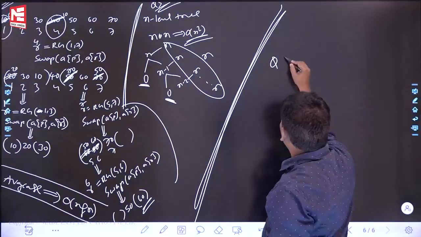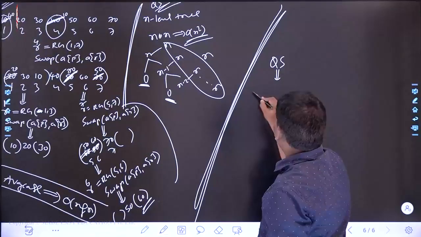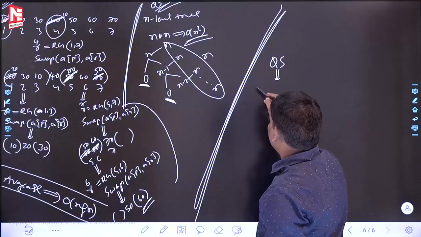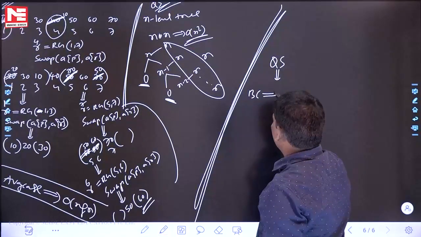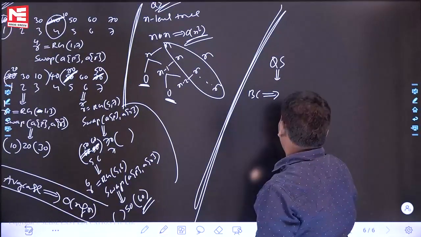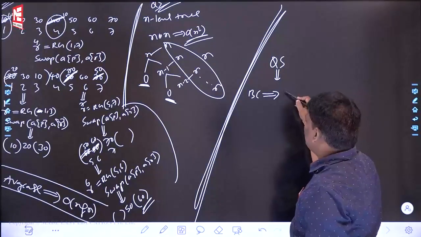Quicksort algorithm. Let's talk about the quicksort algorithm's time complexity. Best case time complexity we are talking about, right? Space you know very well. Quicksort algorithm, best case time complexity, what is the answer?